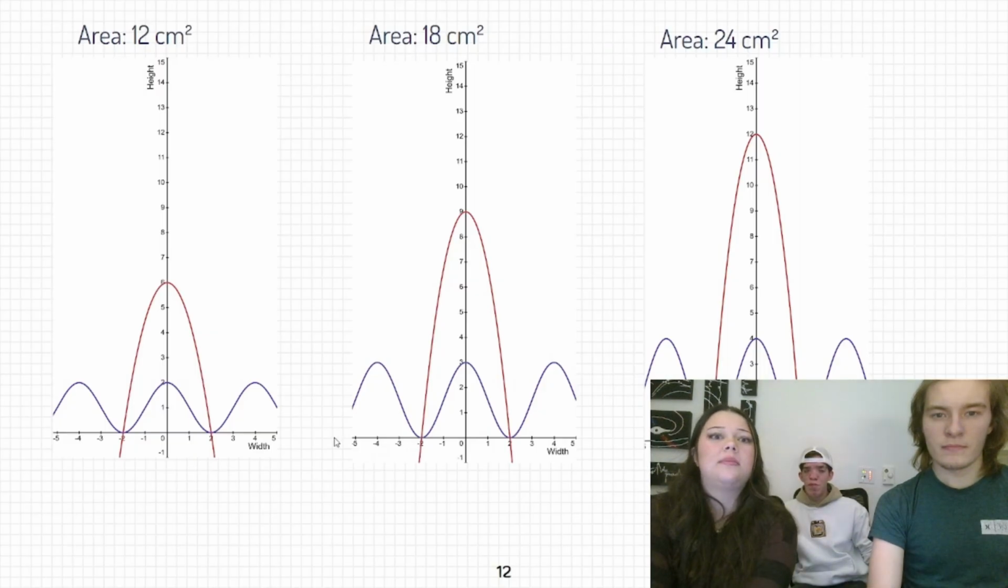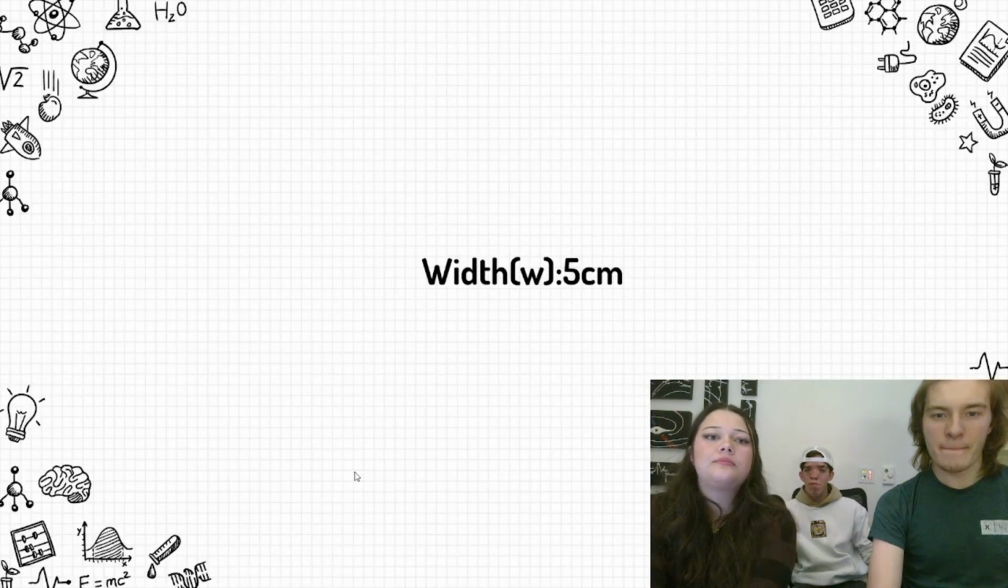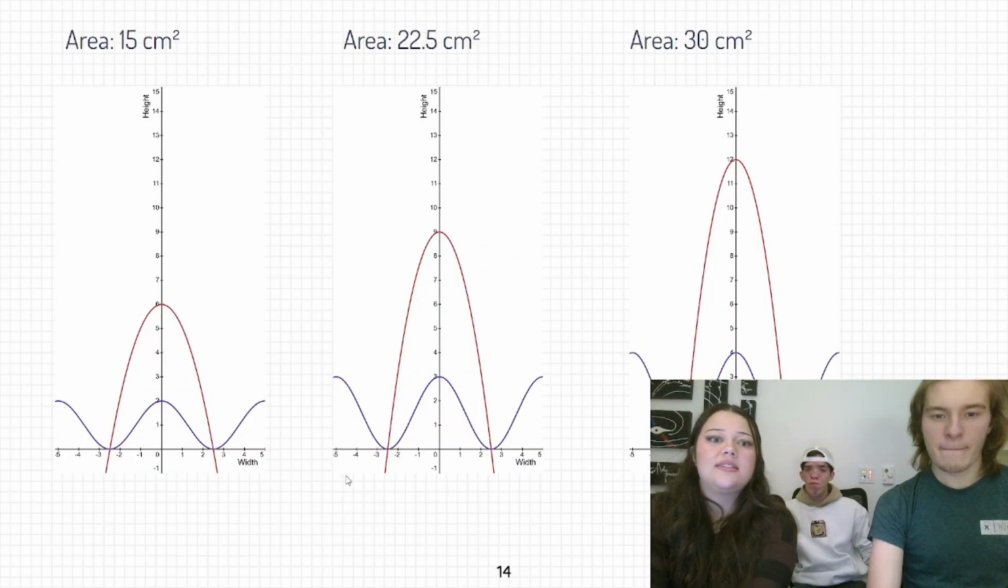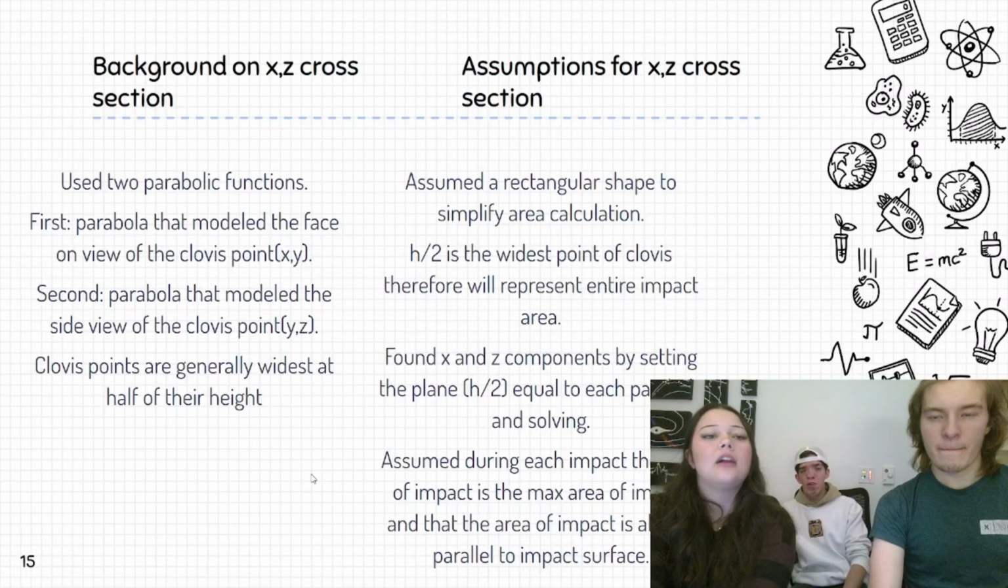With a width of 4 centimeters, these are the graphs with the same heights respectively. And a width of 5 centimeters, once again, these are the same heights respectively. And the areas you saw got a lot bigger.